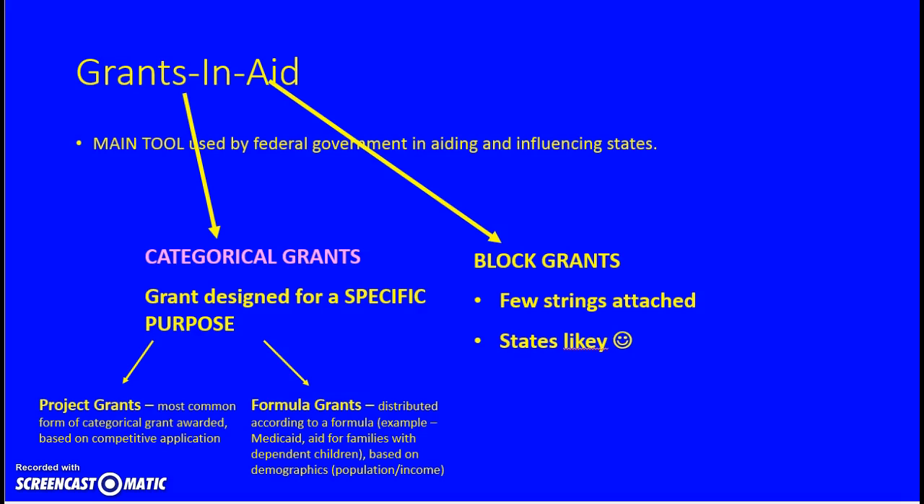Now, there is a main way this is done, the most common type being called grants in aid. And grants in aid have two categories, categorical grants and block grants. Historically, the most common type of grant has been categorical grants, and those are for a specific purpose. There are two types of categorical grants: project grants, the most common form, which are awarded based on competitive application, and then formula grants, which are distributed according to a formula.